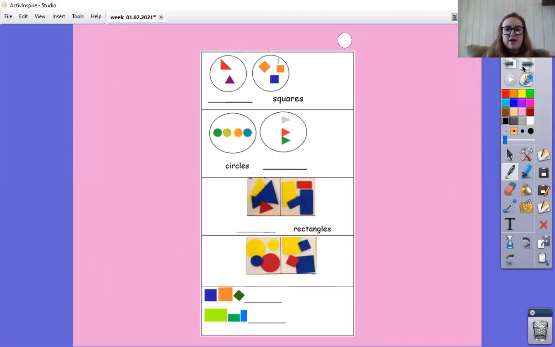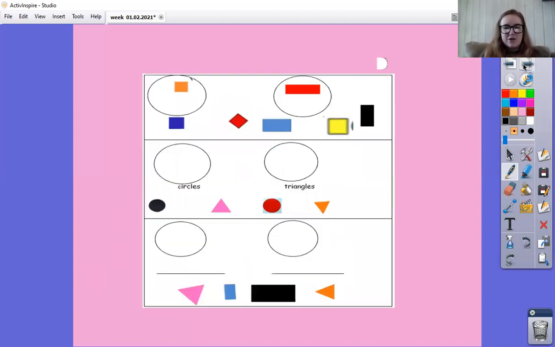I want you to have a go at it. So your worksheet for today is currently on the screen. You can also have a go at downloading this off the school website. I'm looking for you to label what these groups are for each picture. Here is your semicircle. I would like you to carry on grouping these shapes together.